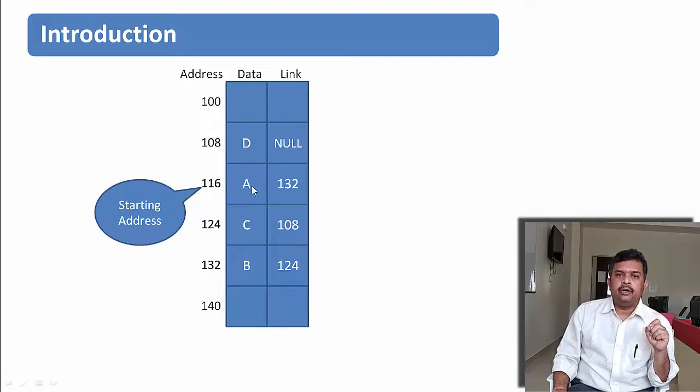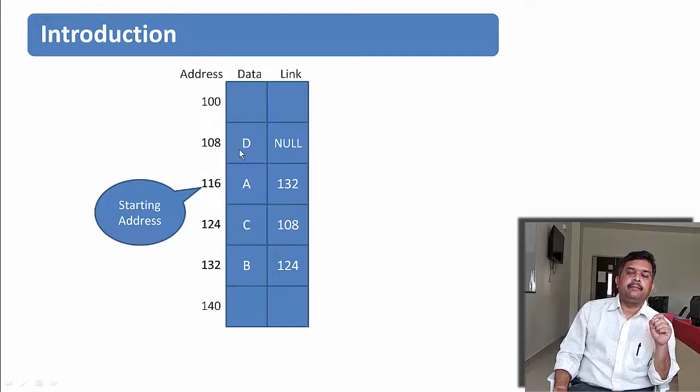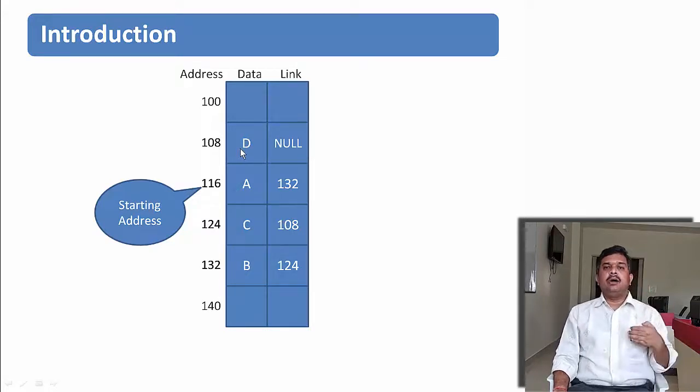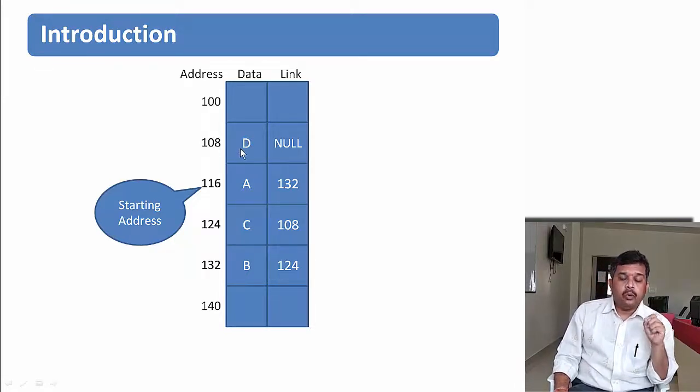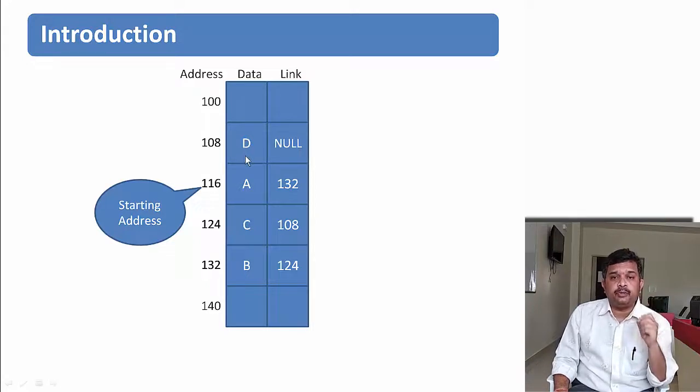I got A, go to the link 132, and from 132 I can go to B, and in B I got the address of C, that is 124. I can go to 124, find the address of C, then I'll get a link 108, and at 108 I'll find D. So this is how I am going to traverse, and this is what I am going to implement in C++. Only one thing to remember, only the first position is given.